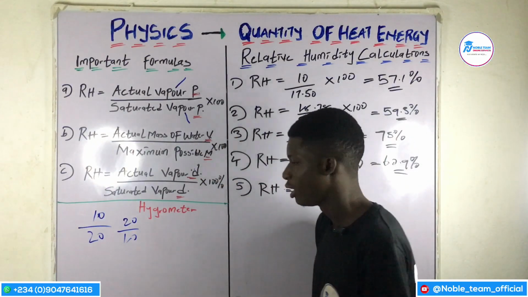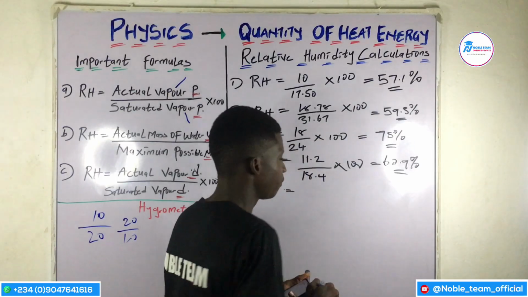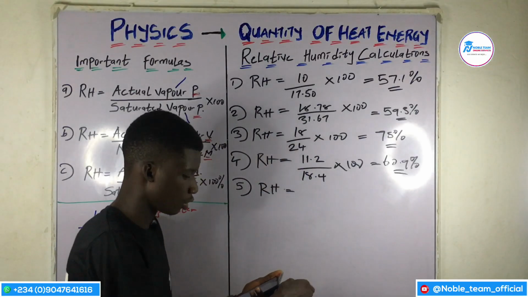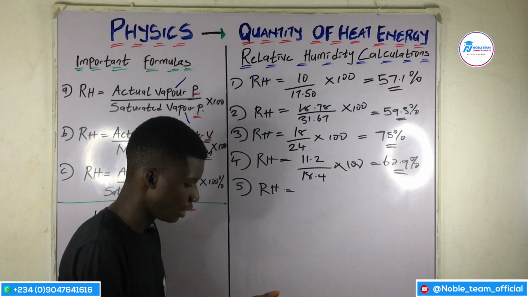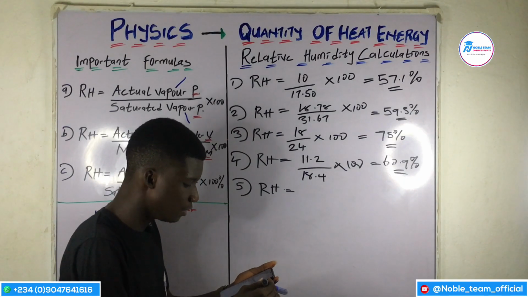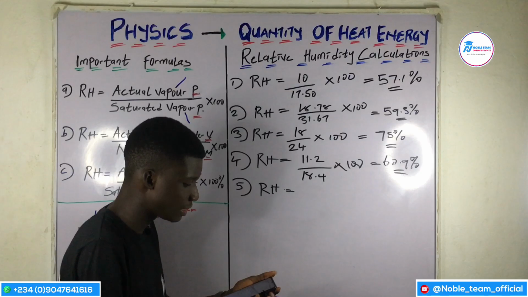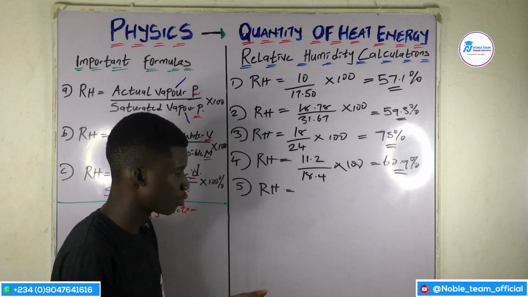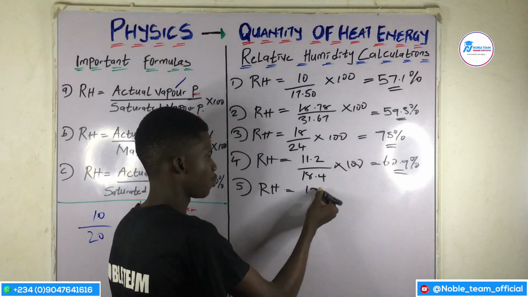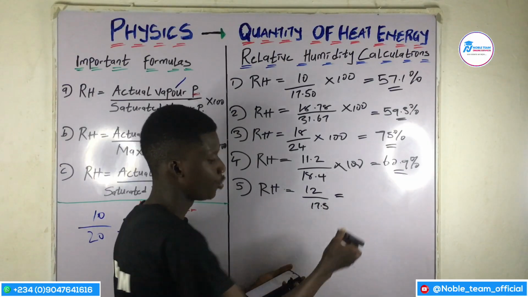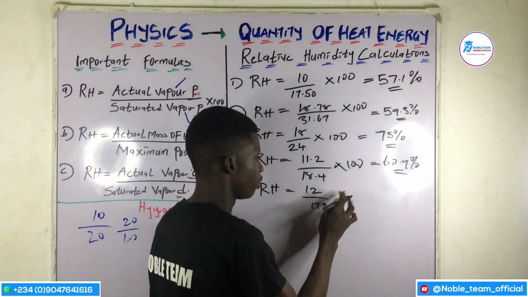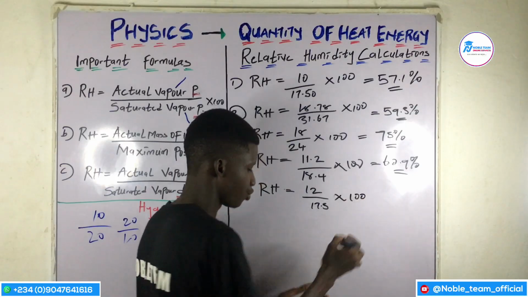Do you understand? Now let me just show you something. In this question, for you to understand what I'm trying to say, we have that our SVP here is 17.5 and our actual was 12. So our numerator is 12 and our denominator is 17.5. Do you understand what I'm trying to say? Since you are multiplying by 100.